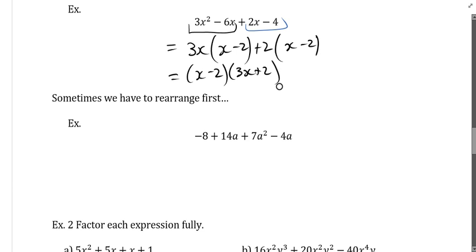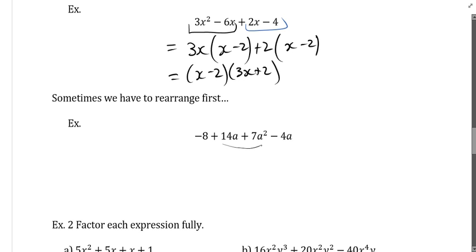Although I'm going to answer your question in a different way with this next example. This next example isn't really set up where I can factor the first two and then factor the second two. It won't work the same way. So I have to rearrange. How do you know how to rearrange? There's no rule to this. It's an art. You have to understand the process. You have to think about it.